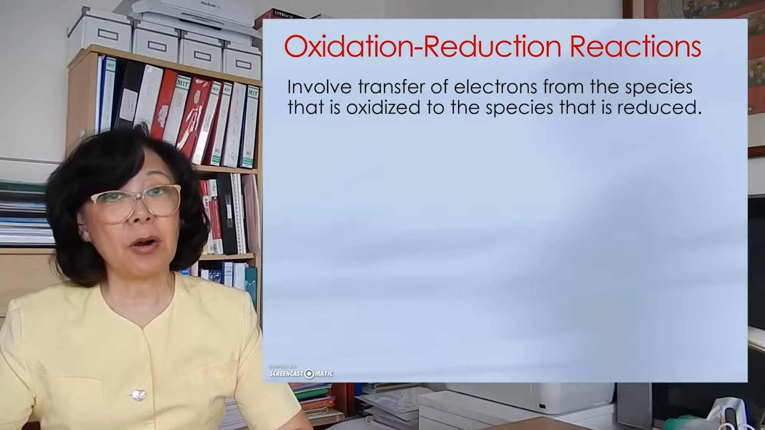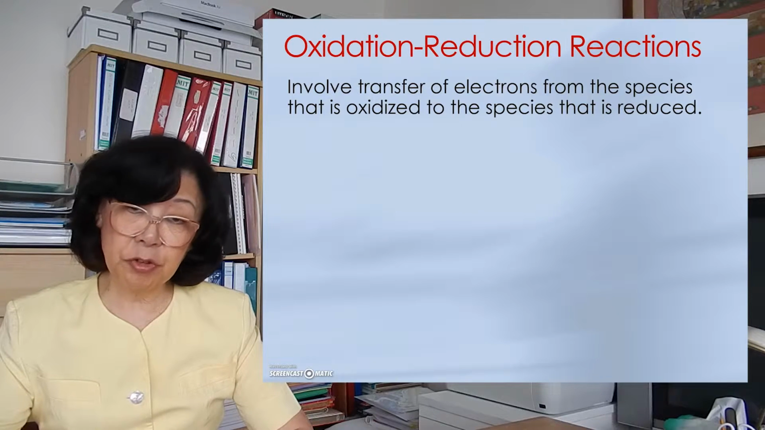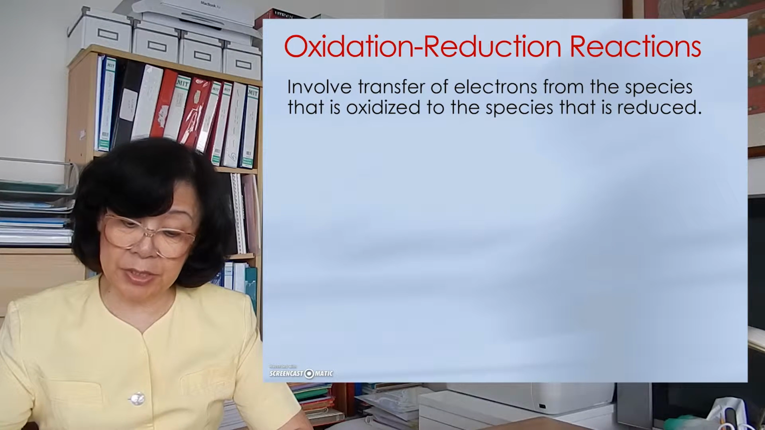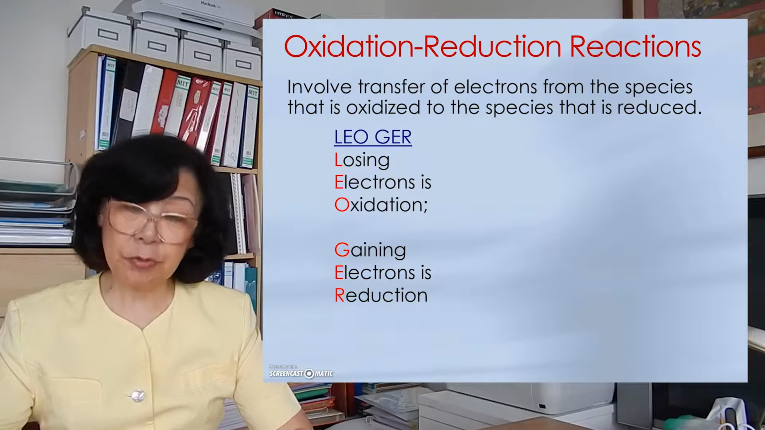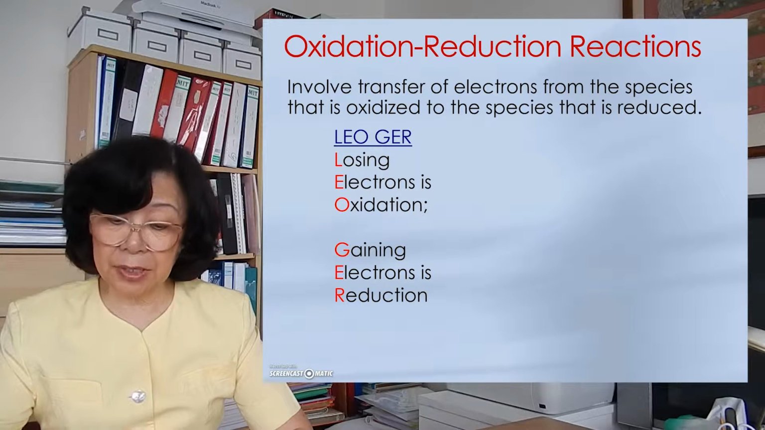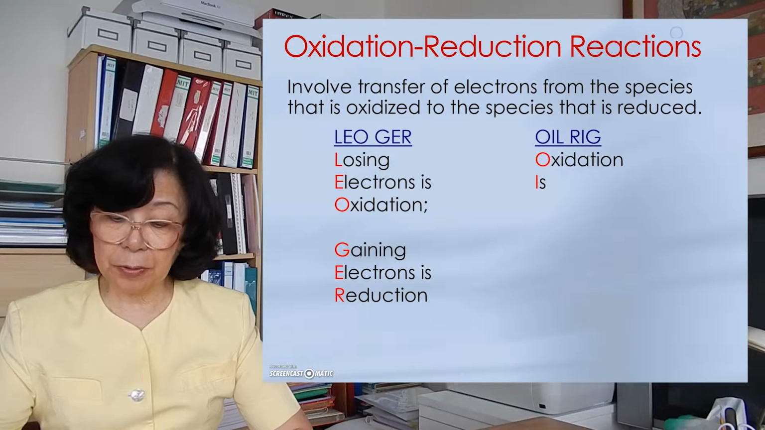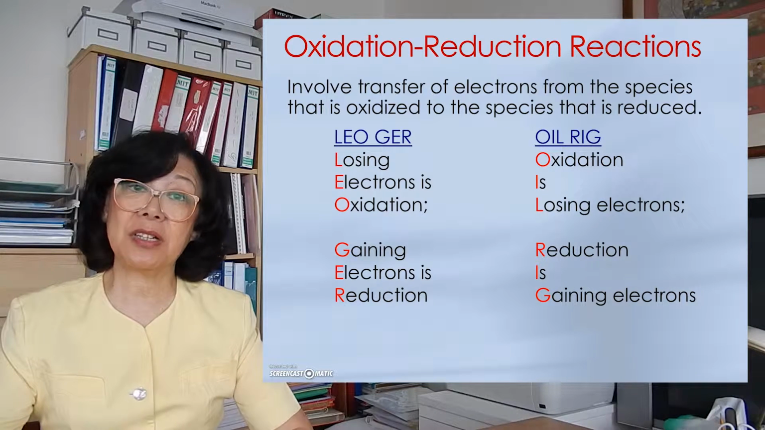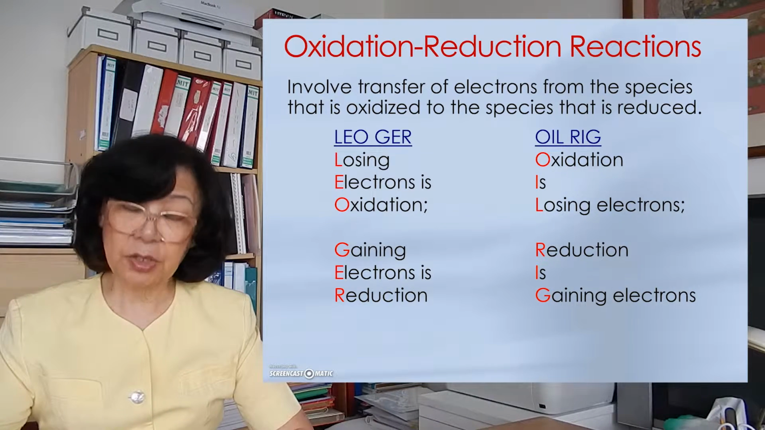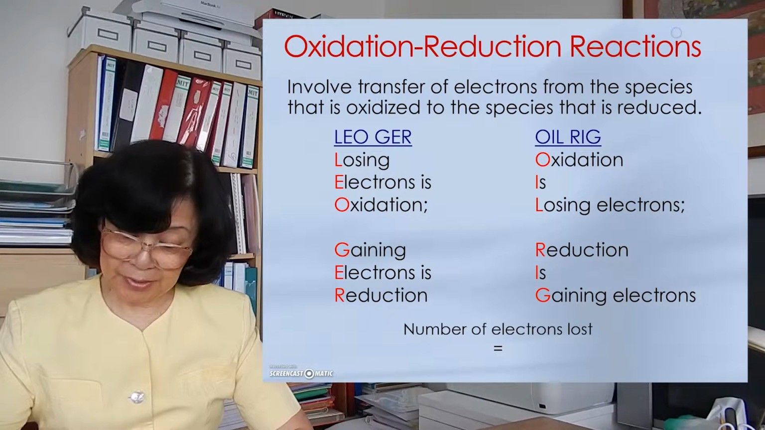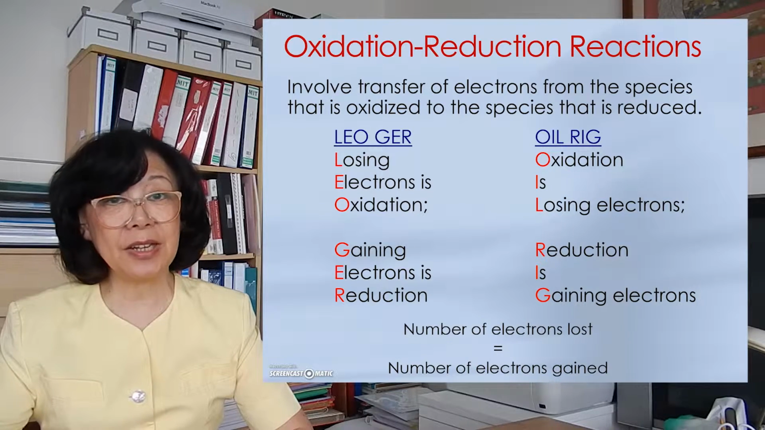So a recap of redox reaction: it involves transfer of electrons from the species oxidized to the species reduced, and we use the acronym LEO GER, and OIL RIG, meaning losing electrons is oxidation, gaining electrons is reduction. And be sure that the number of electrons gained and lost are equal.